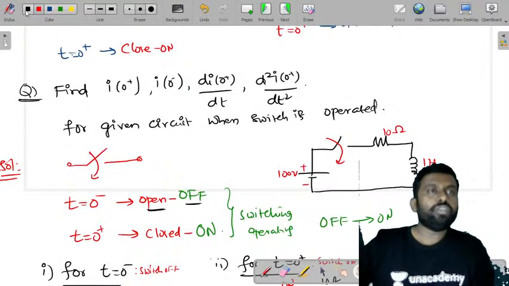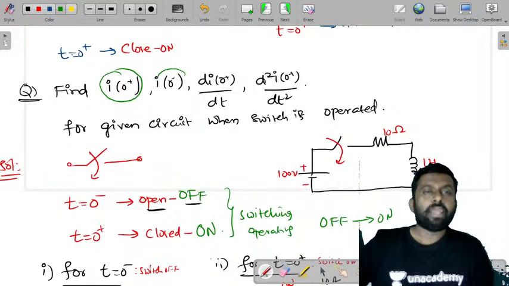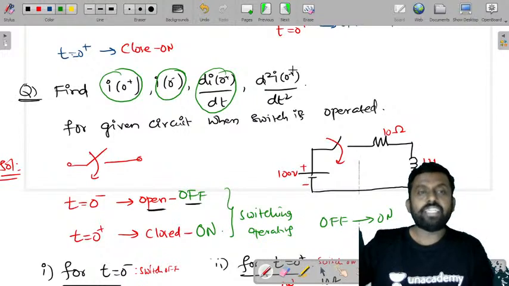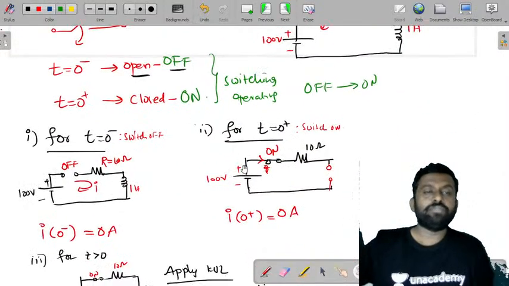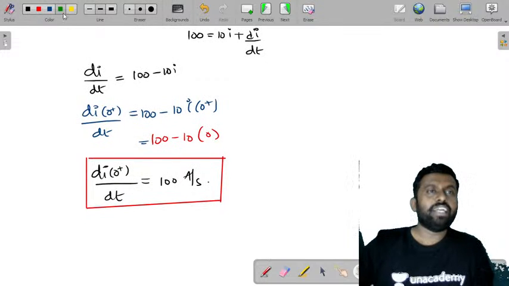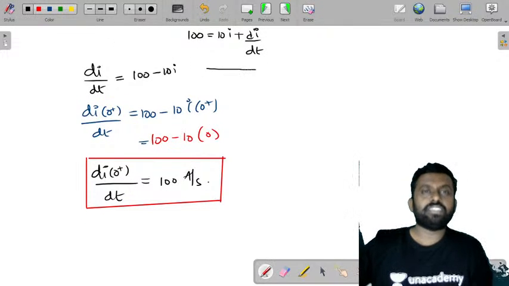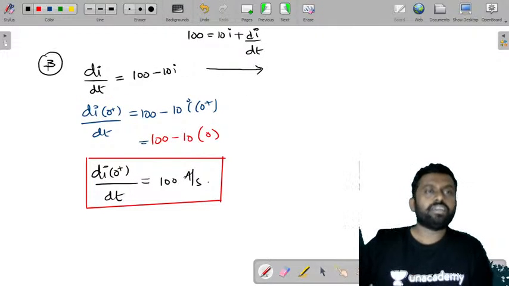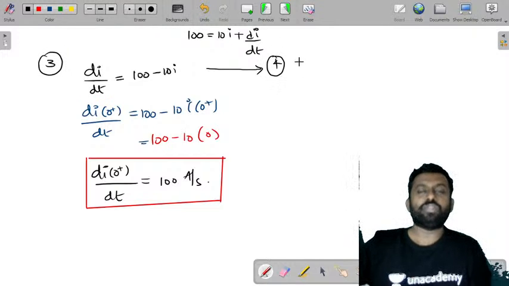See, we have found I of 0 plus, I of 0 minus, and di of 0 plus by dt. Next, we have to find d square I of 0 plus by dt square. For this, just consider the same differential equation and differentiate it. This is the third part that we have done. Now we are doing the fourth part.